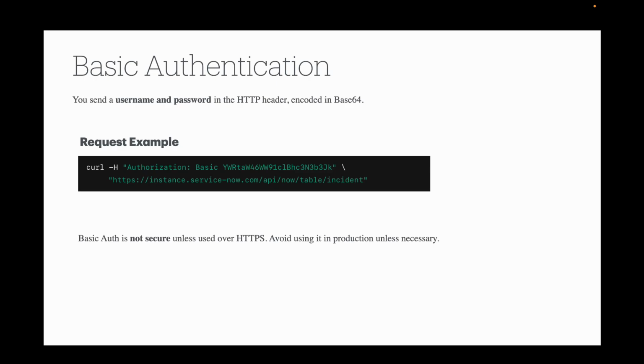Basic auth is not secure unless used over the HTTPS protocol. Avoid using it in production unless necessary. You see this base 64 encoded string here, right? This is very low level security, because it can be easily decoded by hackers or anyone. So this is not an ideal way of authentication, and not a very secure way. You should generally avoid using basic auth unless it is very necessary for your use case. So this is how basic auth is implemented.